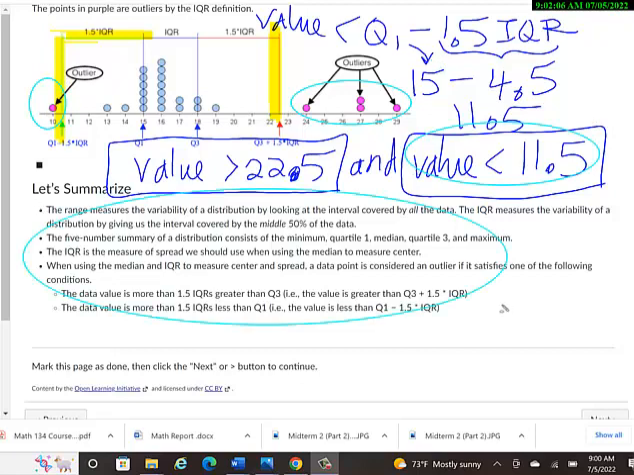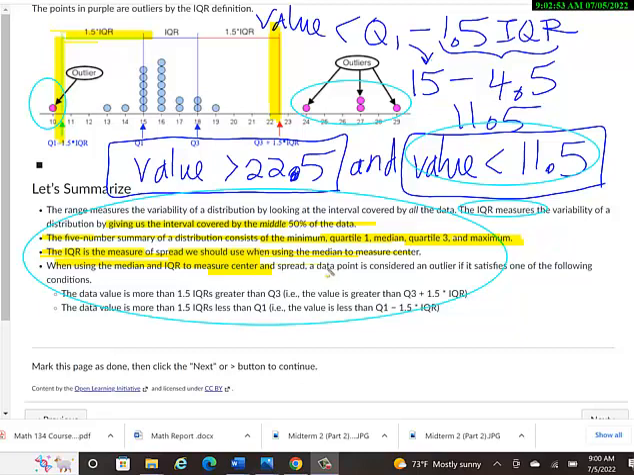So here to summarize, a range measures the variability of a distribution by looking at the interval covered by all the data. The interquartile range measures the variability of a distribution by giving us the interval covered by the middle 50% of the data. The five number summary of a distribution consists of the minimum, quartile 1, median, which is where Q2 ends, and then quartile 3, and then the maximum, which is where Q4 ends. The interquartile range is the measure of spread we should use when using the median to measure center.